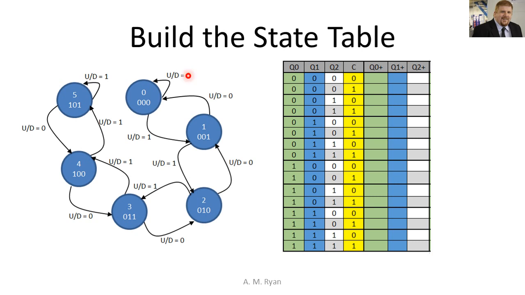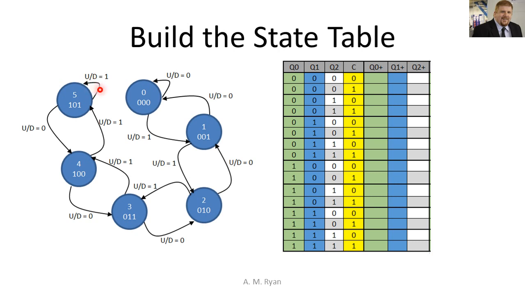Now, I've changed here just because it fit in the table. It looked a bit better. This up-down input I've called C. So this up-down is now C in my table. It just fit better and made everything look a bit nicer.